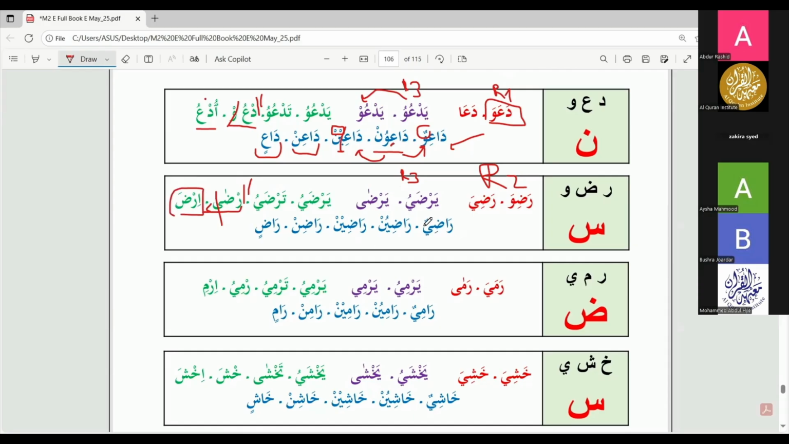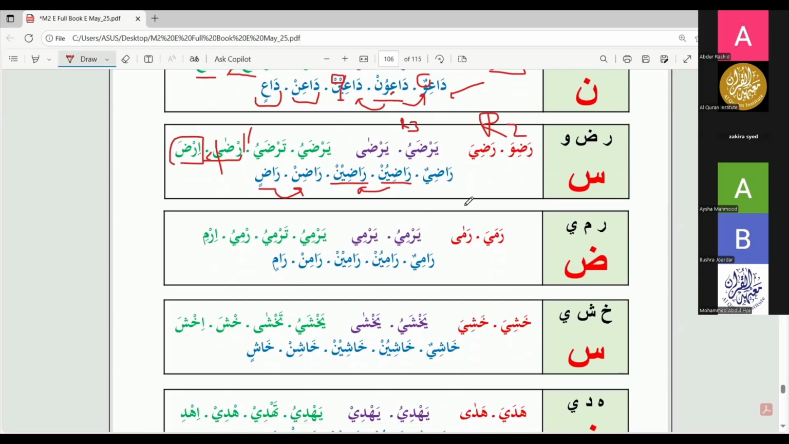Fa'ilun, again the pattern. We broke down our tanween. Radiyun becomes radin. Again, the dhamma is changed to sukoon. Then 2 sukoons cannot be side by side, and it becomes radin. This is the same, to make it short. Again, it has gone through the ta'lil process.